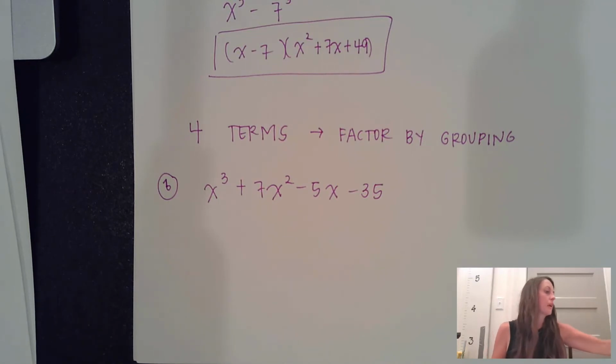So, factor by grouping. What that means is that you will factor the first two terms. So you'll group the first two terms together, and you'll factor out a greatest common factor in the first set. And then you will group the last two terms, and you will factor out a greatest common factor in the last two.